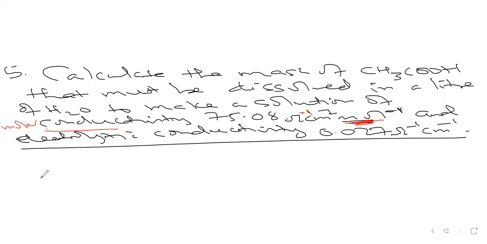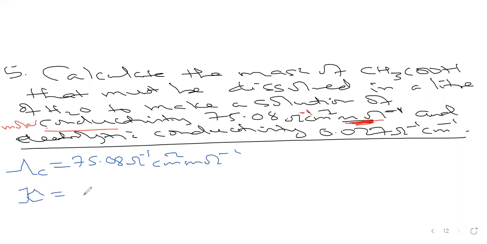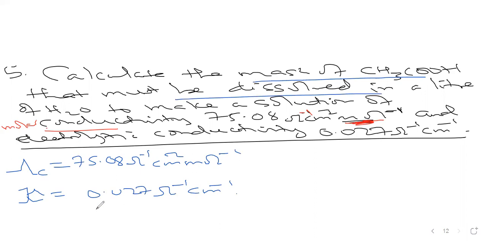We are given lambda C, 75.08 per ohm centimeter squared per mole. We are given the electrolytic conductivity kappa as 0.027 per ohm per centimeter. But they want the mass of ethanoic acid that must be dissolved in water. We cannot get that mass unless we have a concentration.